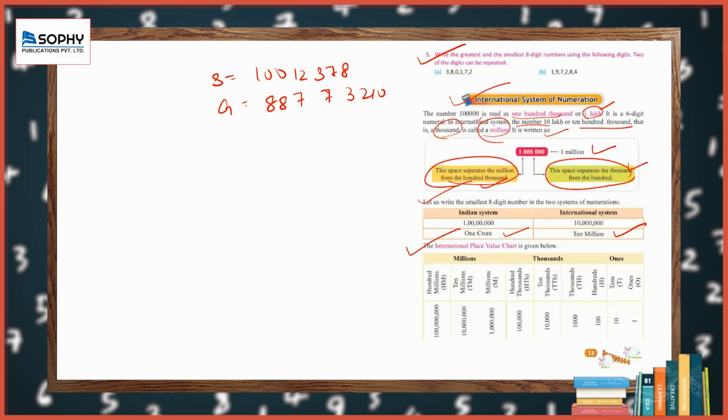The international place value chart is given here, students. Here in the ones we have ones, tens, hundreds. In the thousands we have 1000, 10,000 and 100,000. In the millions we have million, 10 million and 100 million.